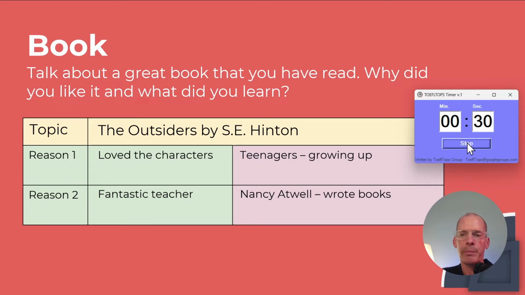Hit the start. I'd like to talk about a great book that I read, why I liked it, and what I learned from it. This book was called The Outsiders. It was written by S.E. Hinton when she was 15 years old. I remember reading it back in elementary school.